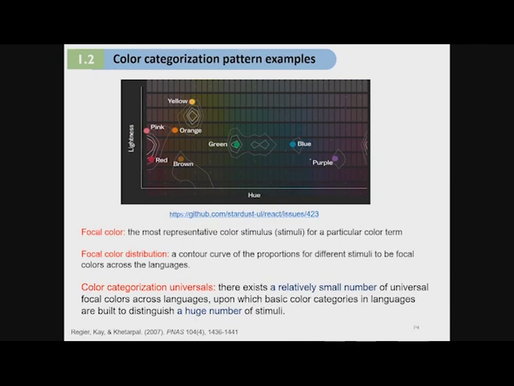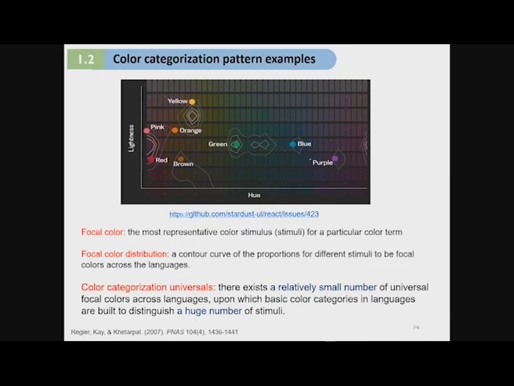Kay and colleagues conducted a statistical analysis. They grouped all the 110 languages from the World Color Survey and drew a contour plot showing the proportions of different color stimuli being the focal colors across the 110 languages. In this contour plot, you will see that these focal colors tend to cluster around certain regions, which largely match the focal colors of the English language.